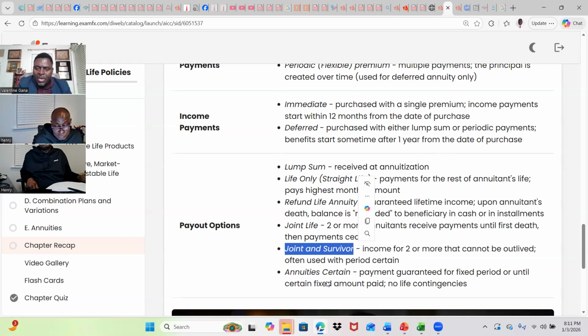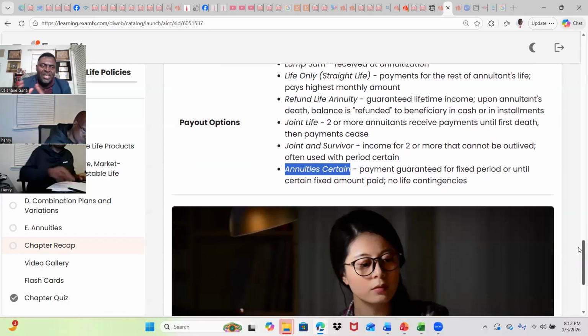Then you have another type here called annuity certain. For annuity certain, they will pay you for a certain period of time, or they'll pay you a fixed amount. For a fixed period of time, for example, they can say they'll pay you for 20 years. If you die at year 12, then they'll pay the remainder to your beneficiary.